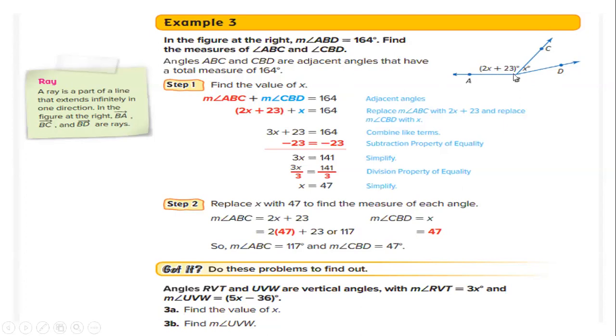So 2x plus 23 plus x is 164. So now we can find the value of x. x is 47. If x is 47, so angle CBD is 47, and angle ABC is 2(47) plus 23. So I'll substitute here x by 47 to find angle ABC.